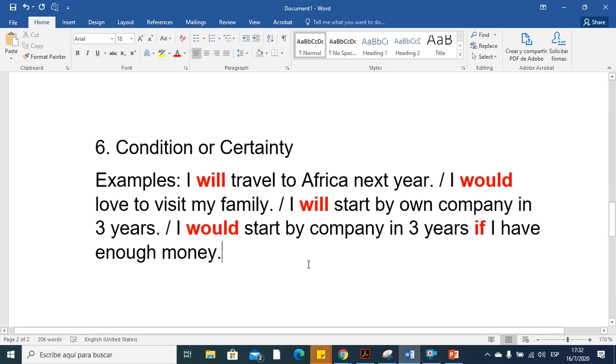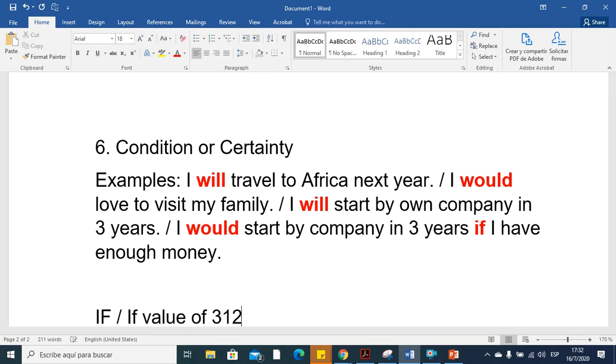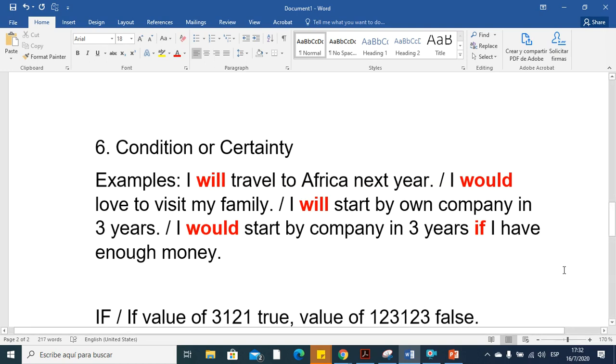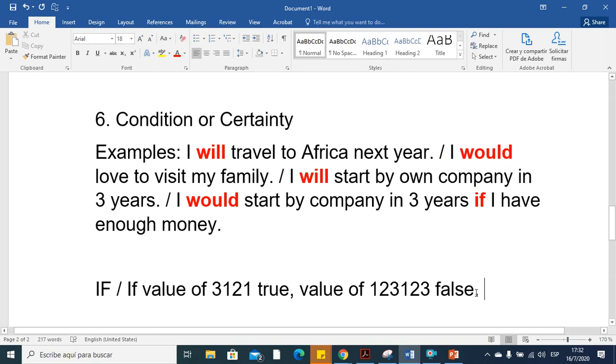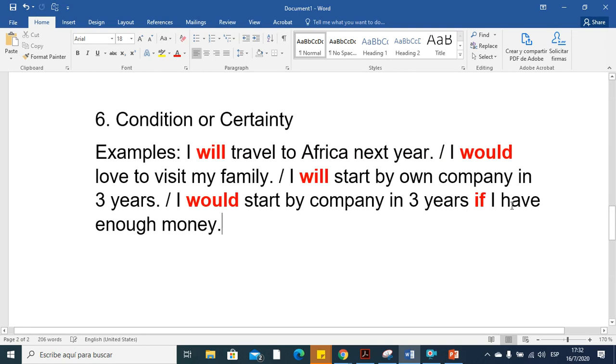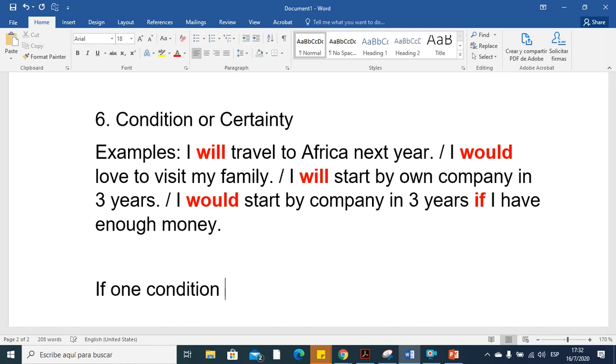For the people that have studied programming, you know that in programming you have the conditional if, and you have something like this: if the value of whatever thing is true, then this value, otherwise that value. You get that a lot in programming. So this is something similar to it. And basically when you have an if, it's the same principle that you have in math or programming. If one condition is met, the other condition will also be met.